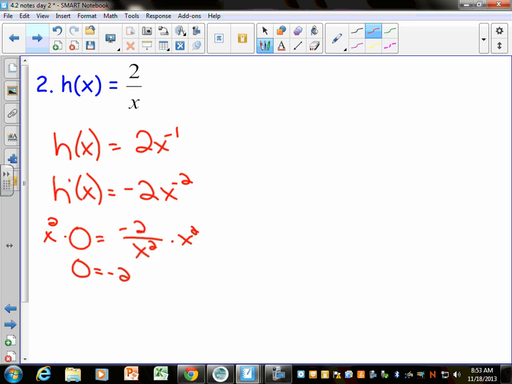Undefined. Where's this function undefined? At x equals 0, it's undefined. What happens when we plug that back into the original? It's undefined, so can that be a max or min if it's undefined in the original problem? Which means this has no extrema points.